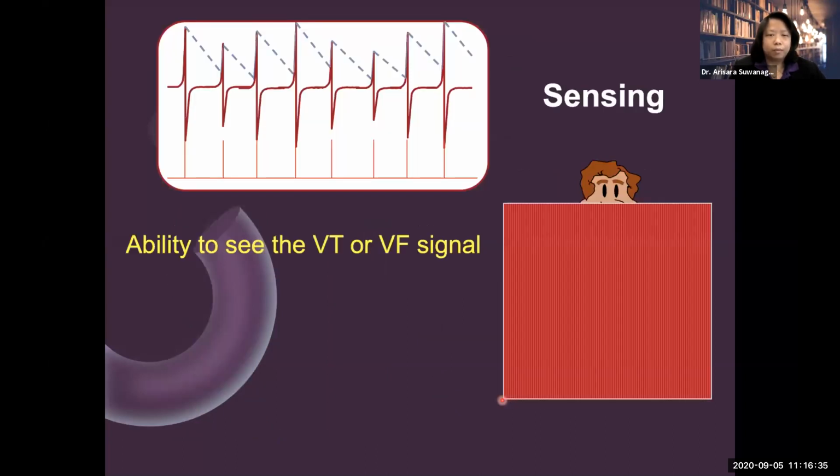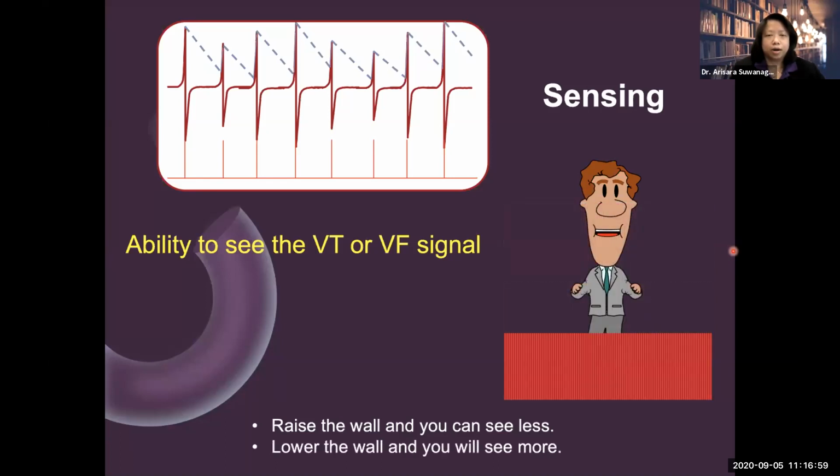Same thing, when you have a VF or a VT coming in, you make sure that the ICD sees it well. Sometimes the amplitude of the VF or VT can go up and down. So that's why we need to set the sensitivity well. Like I said, raise the wall, you can see it less. Lower the wall and you will see it more.